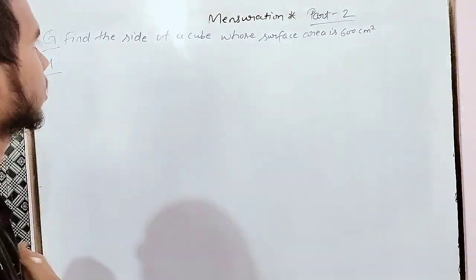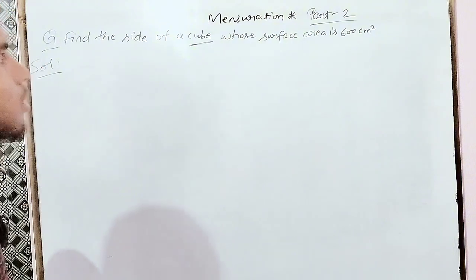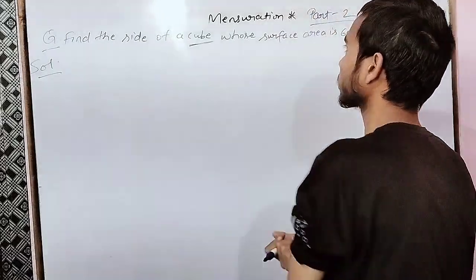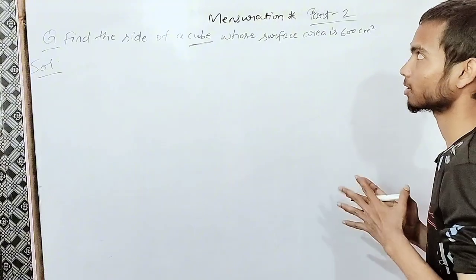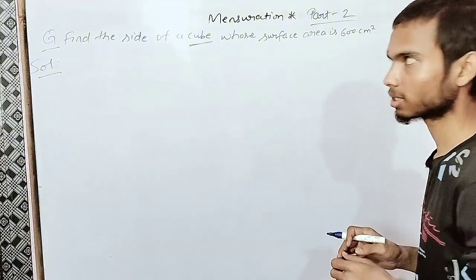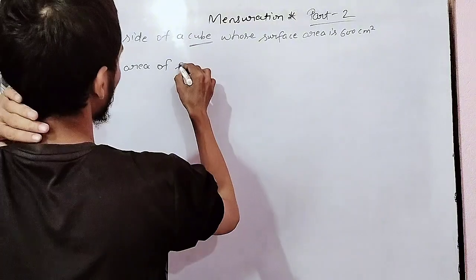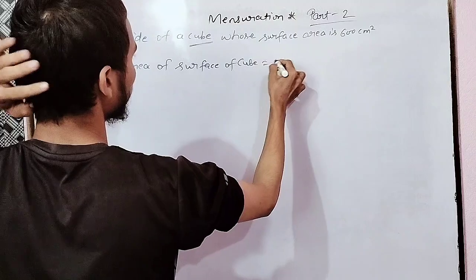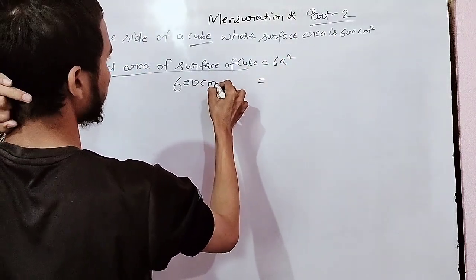Find the side of a cube. It is talking about a cube whose surface area is 600 centimeter square. This is not saying the total surface area, but let's assume it is saying that the total surface area of a cube is 600 centimeter square. So we can write the total surface area of a cube is 6a square. Here this is given, which is 600 centimeter square.